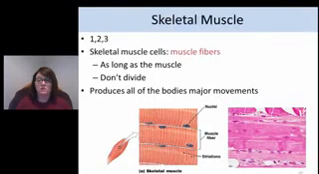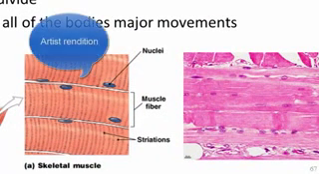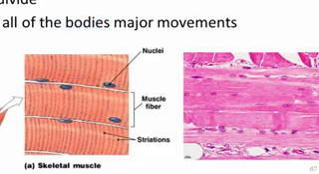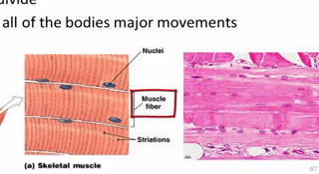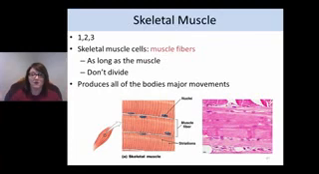So first up is skeletal muscle tissue. Down at the bottom here, we see both an artist rendition of a histological slide of skeletal muscle tissue, and then we see an actual photomicrograph. Now, skeletal muscle tissue contains cells called skeletal muscle fibers. So these are long, thin cells, and these cells are as long as the muscle is.